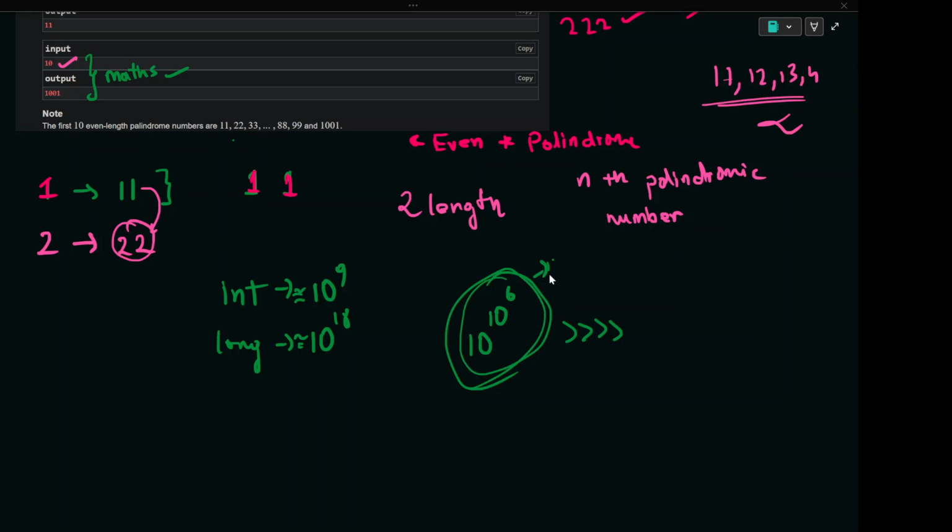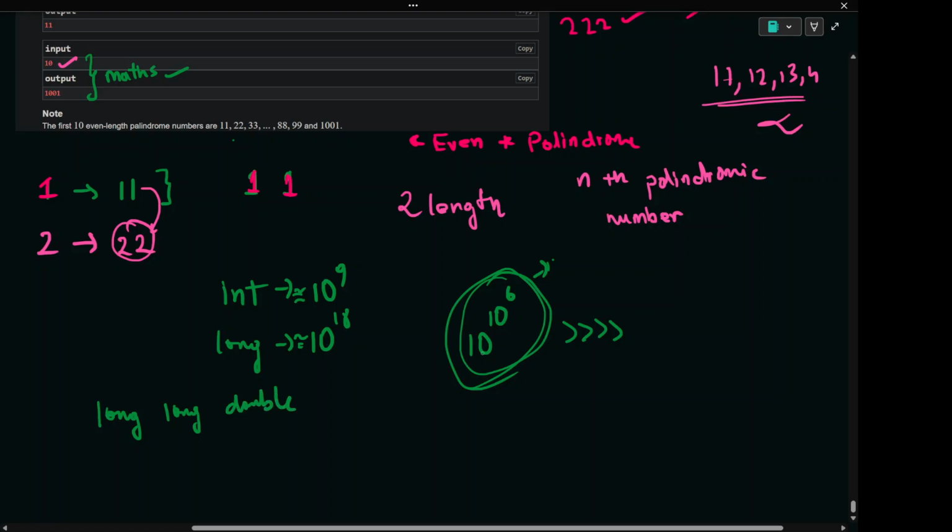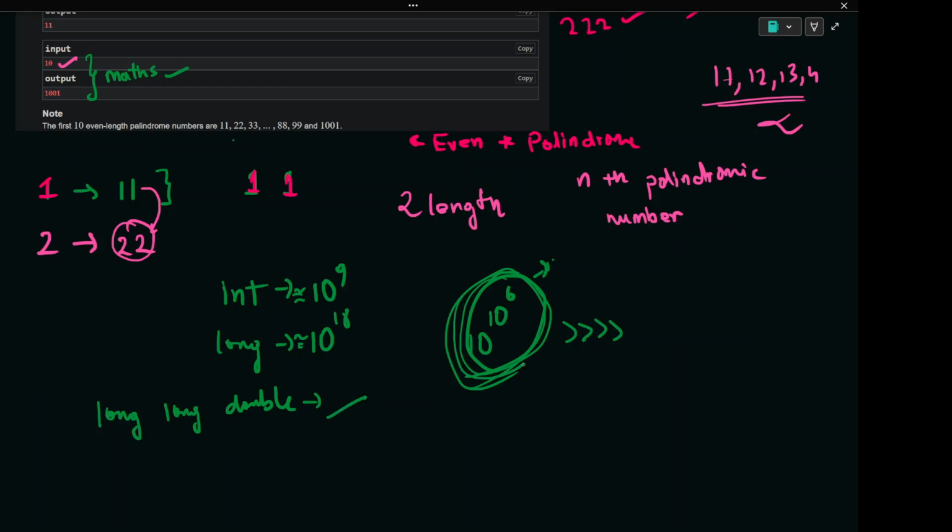Long long double can do it. But can it do this big? I mean, it's a huge number. It can hold a huge number. Can it hold this number? Okay. Also, even if it holds, can you perform palindromic operations and get it to some nth palindromic number?